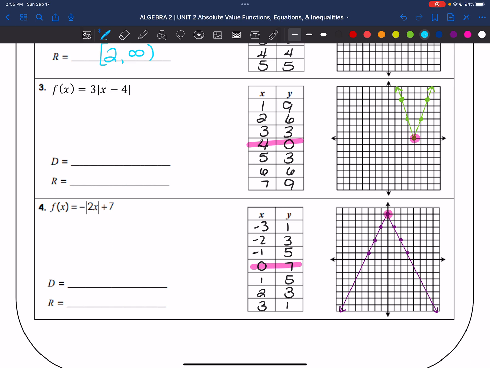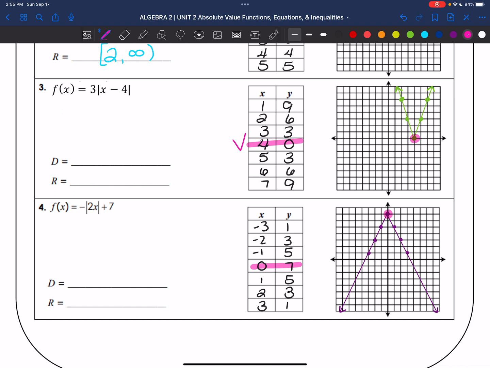This graph is narrower because of this 3 in the front. That's why it's got this shape where instead of just increasing each time by 1, we're increasing by multiples of 3. Okay, so we've got our vertex marked and highlighted.